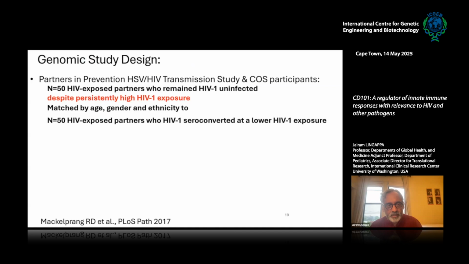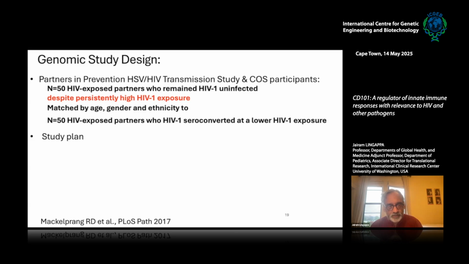And we were able to identify, as I just described, 50 HIV exposed partners who remained HIV uninfected despite persistently high HIV exposure. And so therefore we avoided the misclassification of including individuals who had low exposure and remained HIV uninfected. These were 50 people who had high exposure who remained HIV uninfected, and then matched by age, gender, and ethnicity to 50 individuals who were HIV exposed, who HIV seroconverted at lower HIV exposure.